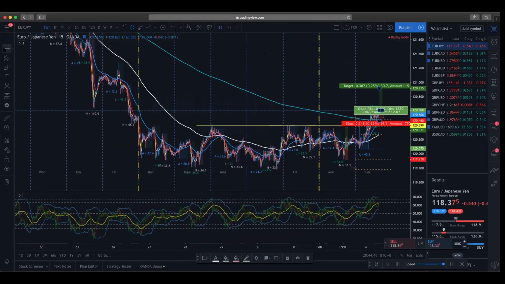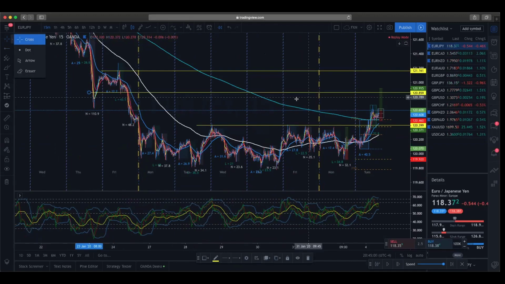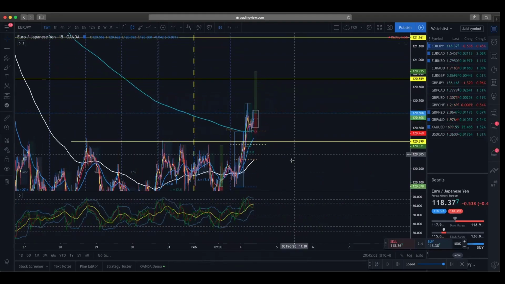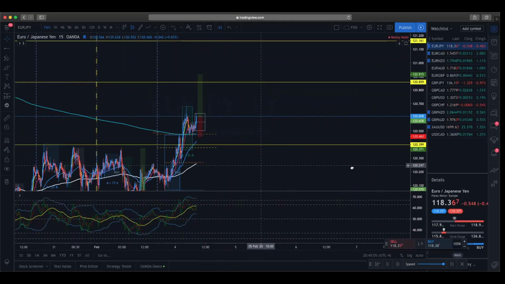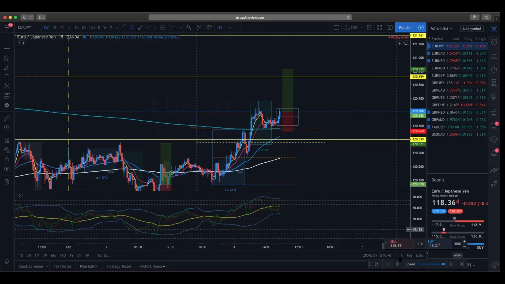Okay, so maybe I could use these highs up here. Yeah, this section here looks pretty good. So this gives me a range at least that I could try to use for possible price to just stop at. All right, so let's see if this even goes up or not.